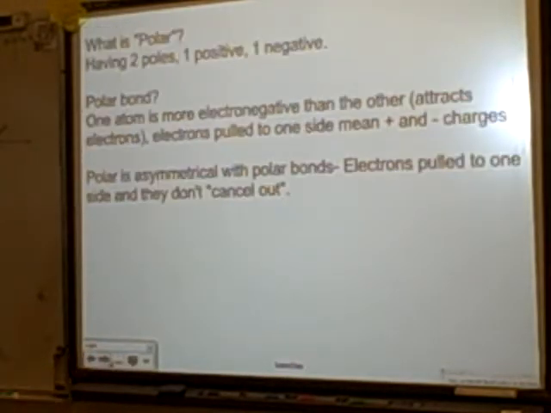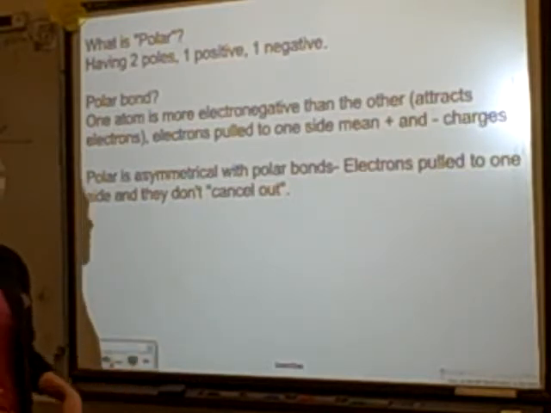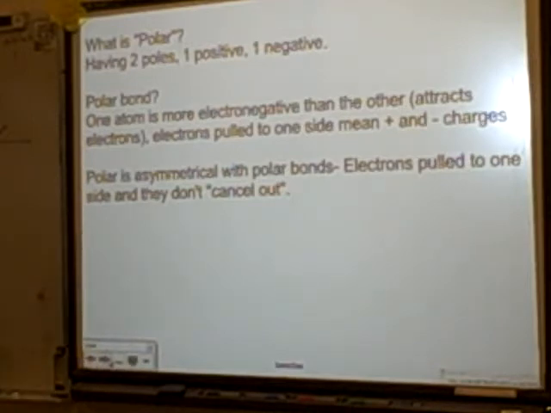So, let's see what polar means. Polar means having two poles: a positive pole and a negative pole. The positive pole is where you're missing the electrons, and the negative pole is where the electrons are gathered together, because electrons are negative. A polar bond is a bond with two poles. You'll have a negative end and a positive end.